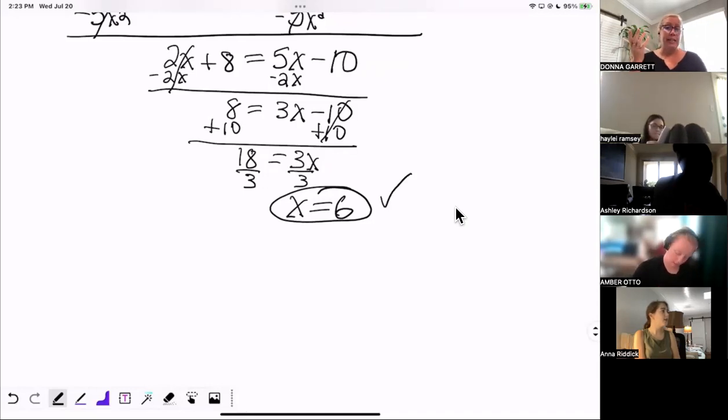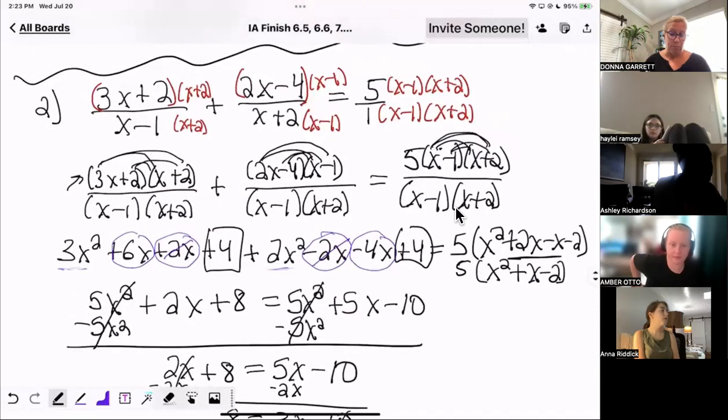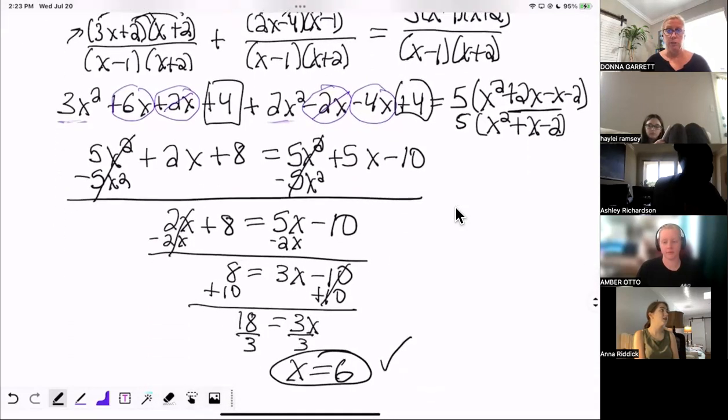And just to remind you, like any other math problem, you could always check your answer by plugging in 6 for x in the original problem, and you will find the answer is true. It takes a little bit, but you can do it.